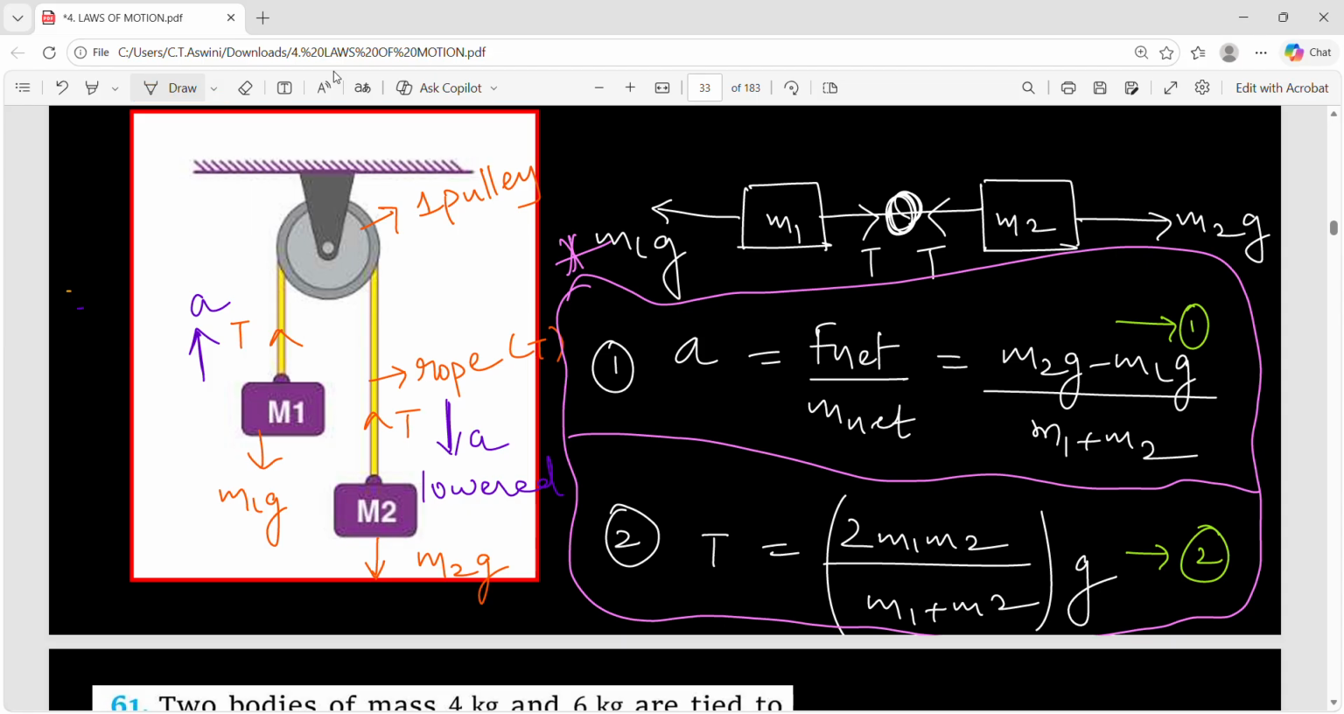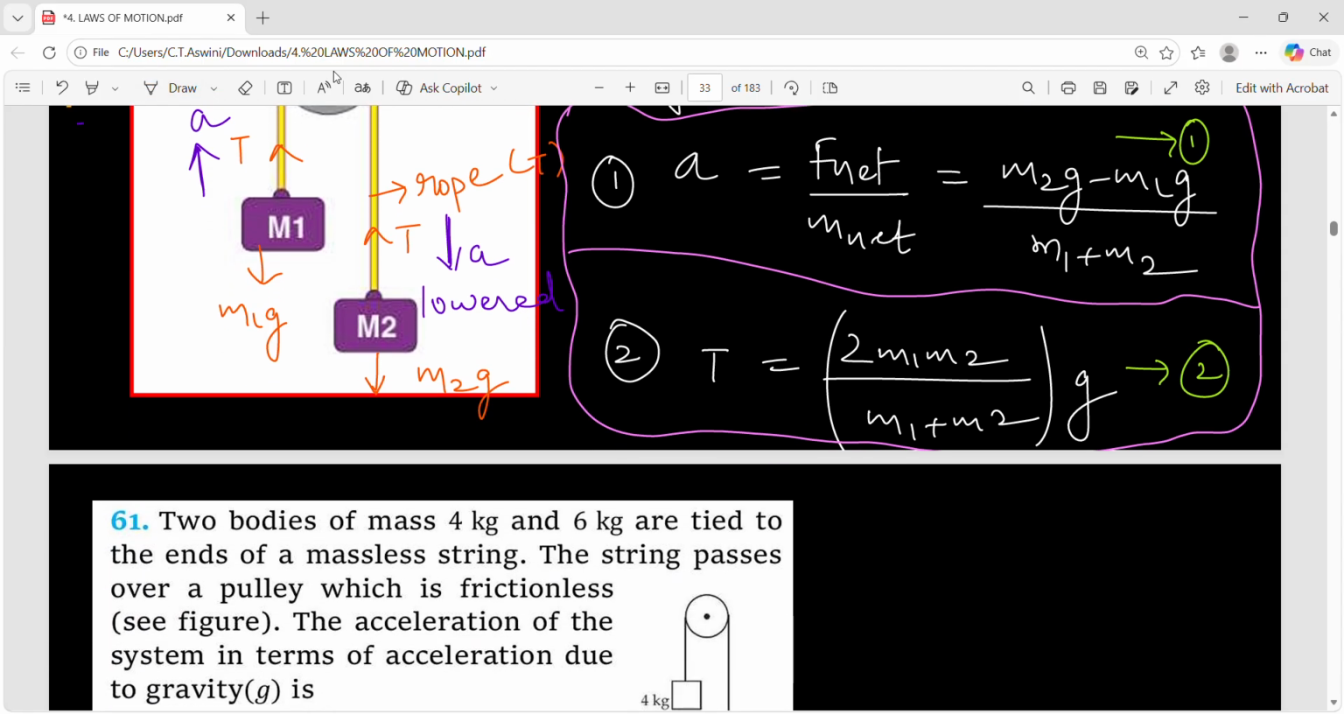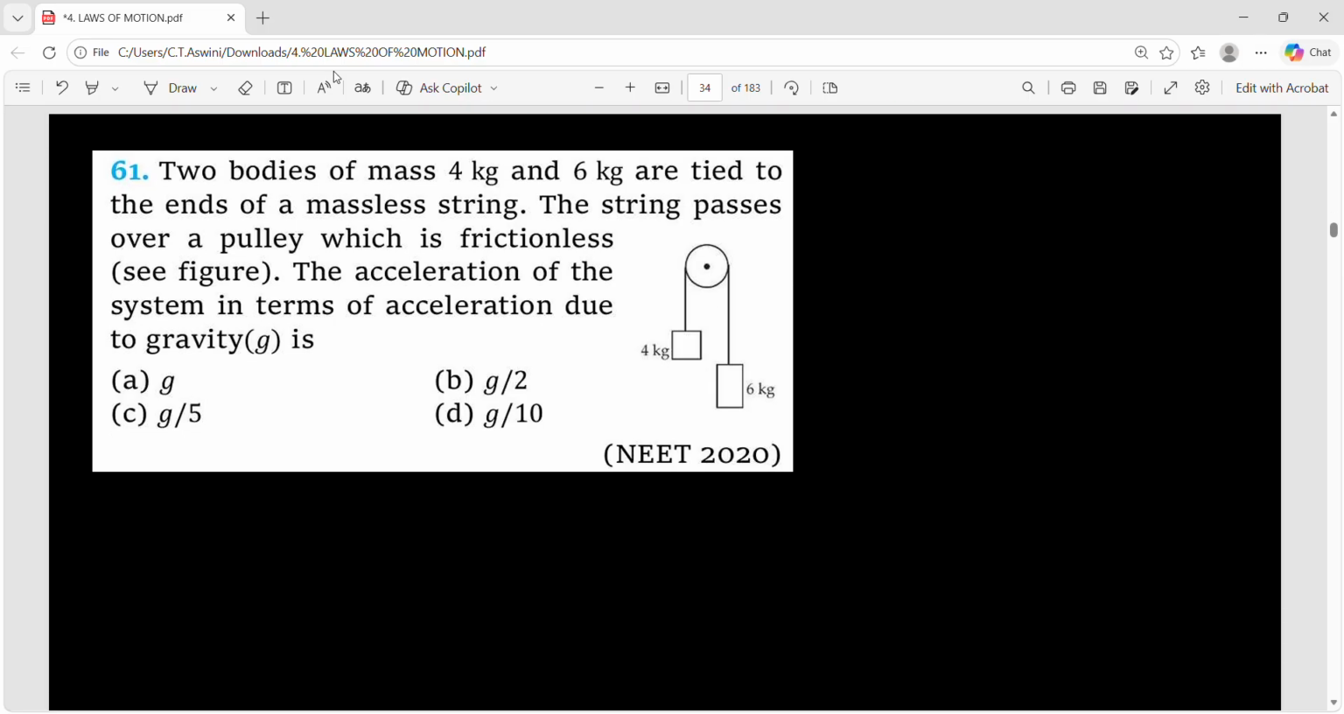Done memorizing? Okay. We'll do some questions now. See, these are the formulas. Tension formula 2m1 m2 by m1 plus m2 into g. It's only for a single fixed pulley. But later on, we'll be dealing with multiple pulleys, multiple connected systems. So there you have to go with the free body diagram only. Okay.